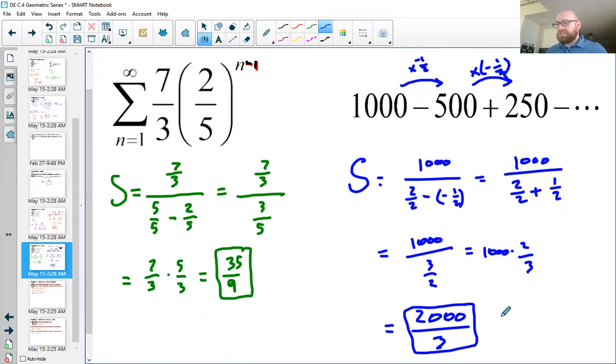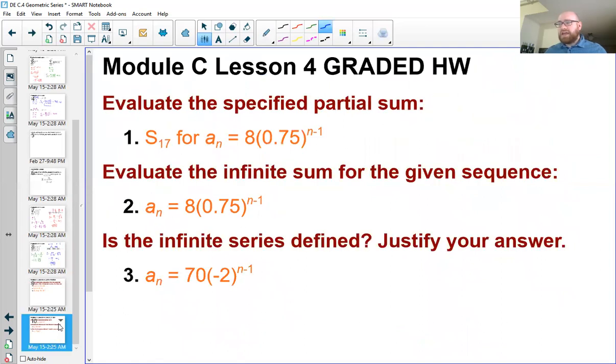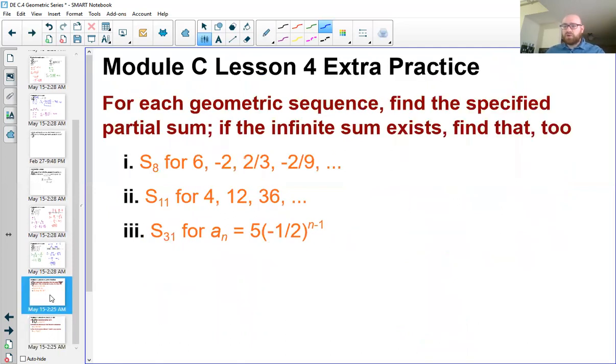All that's left in this lesson is the extra practice, as well as the graded homework. These will be available for you on GoFormative. That wraps up this lesson, and I believe there is only one more lesson to this module.